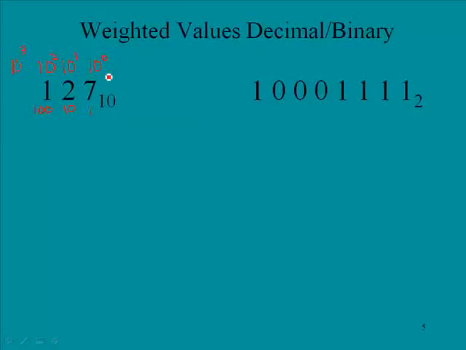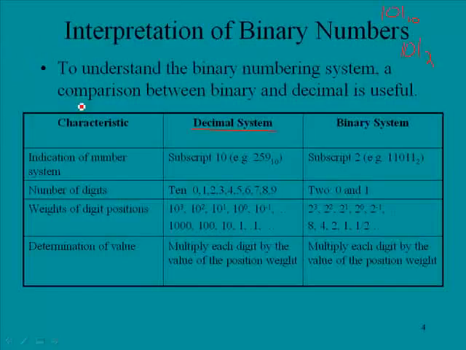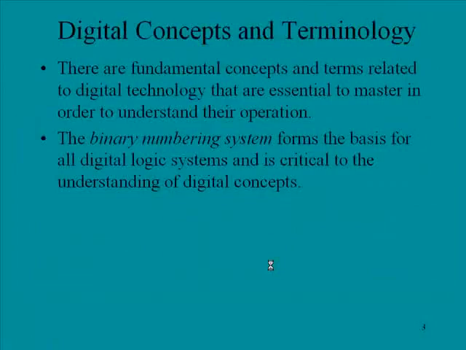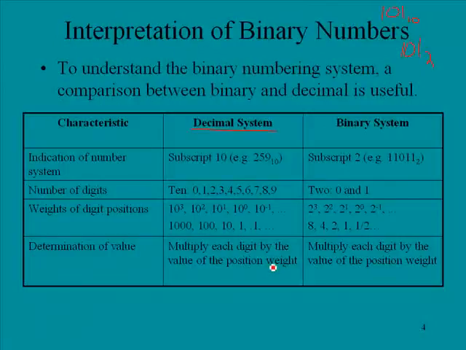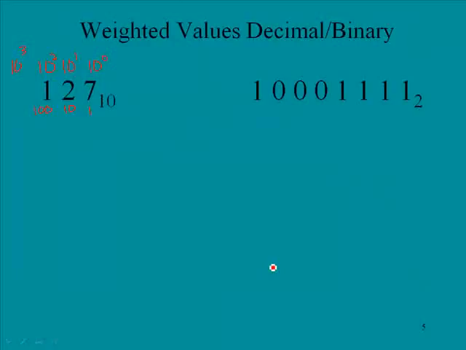The last item in that previous list said to multiply each digit by the value of the position weight in order to determine the value. And so if we go to this value, for example 7, our weighted value here is 10 to the 0, which is 1.